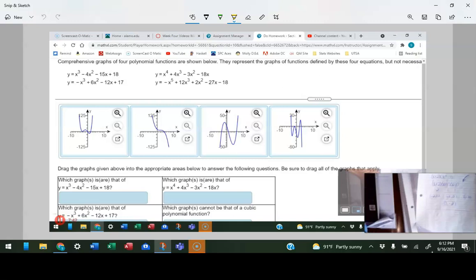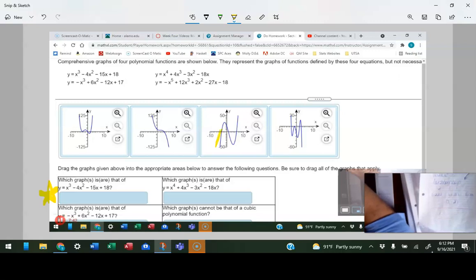My first question down here says, which graph is that of x to the third? So what I want to find is a graph that goes down to the left and up to the right. Okay, so that's not the first graph because both of its arms go up. That's not the second graph because it's up to the left, down to the right. I want this graph because it's down to the left, up to the right. This one is up to the left, down to the right, but it's got a whole lot going on, and it's not negative. So this graph right here goes in this spot.